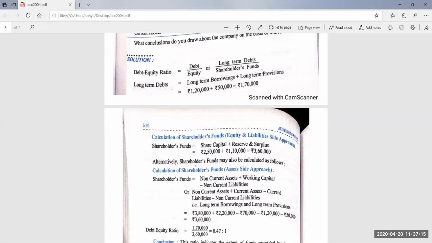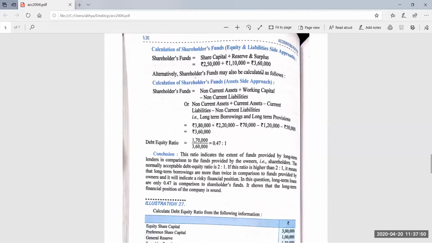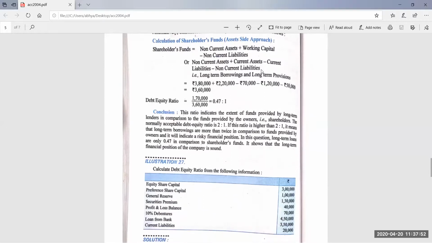So if the ratio is higher, then from the lender's point of view, it is not safe, and the lower ratio is more safe from the lender's point of view, and the lenders will be ready to grant loans to that business. Okay, it means debt is only 0.47 times of equity. It means equity is more than debt, so their funds are safe in that company. Okay, so lenders are safe. Next question. Do it fast again.